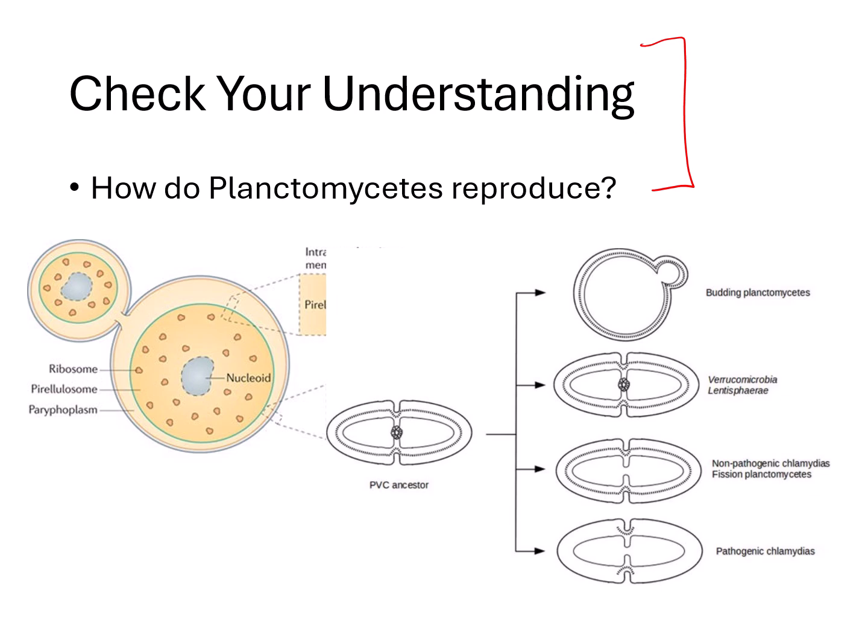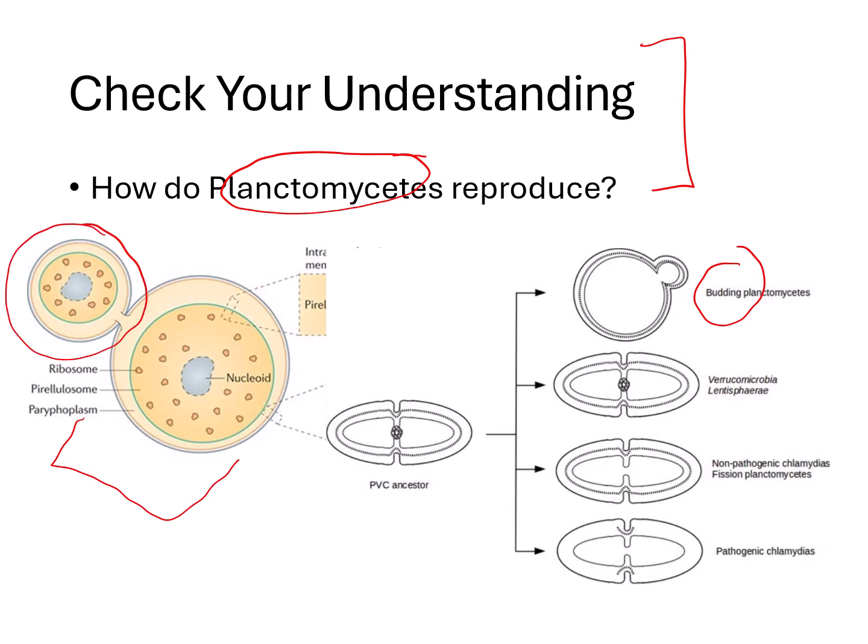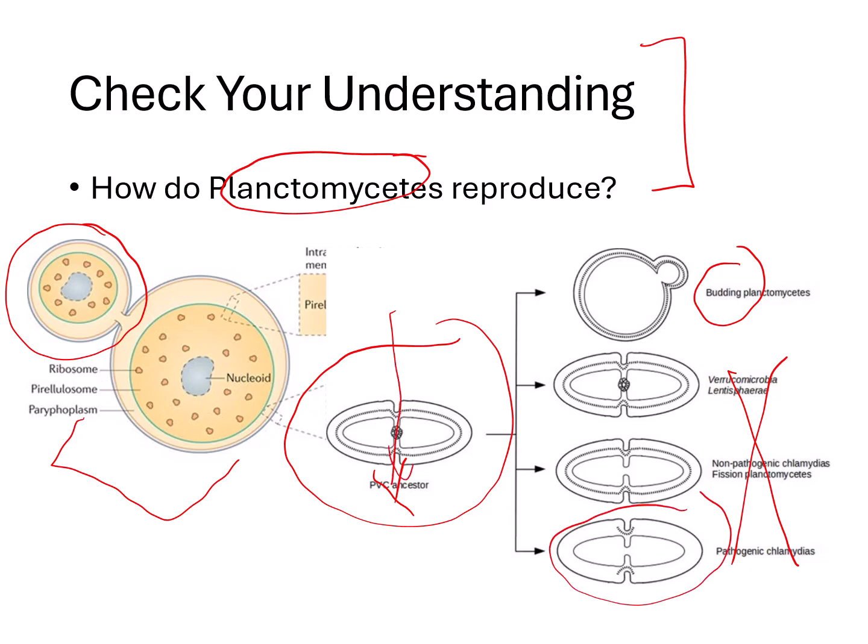Here's our checkpoint on planktomycetes. They are really interesting in how they reproduce because they reproduce through budding, right? So they bud. And I can see a larger mother cell, the original cell, and then the cell that is budding off. And this is different from most other bacteria because bacteria usually divide through binary fission, right? So usually you have a cell that elongates, gets bigger, right? And it's going to divide in the center to produce two equal-sized cells. But in planktomycetes, we have the budding off of the mother cell.